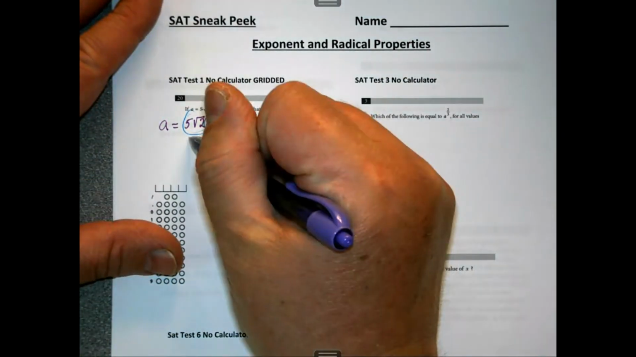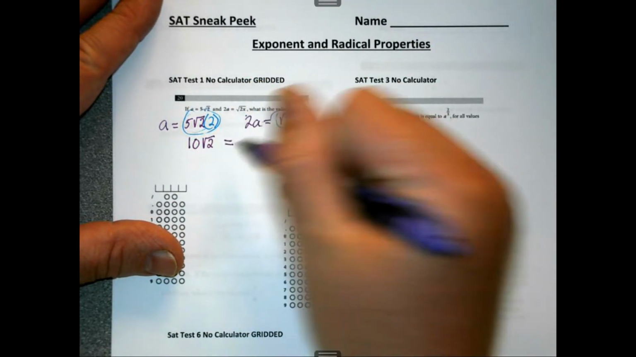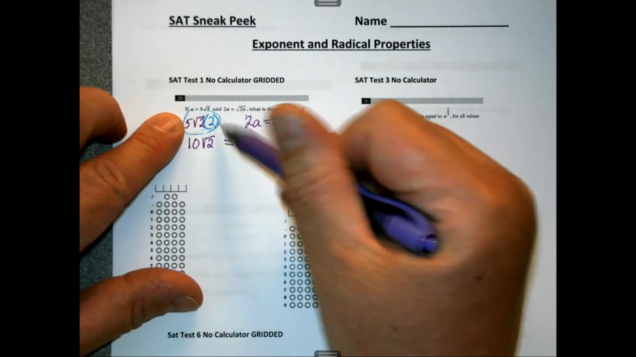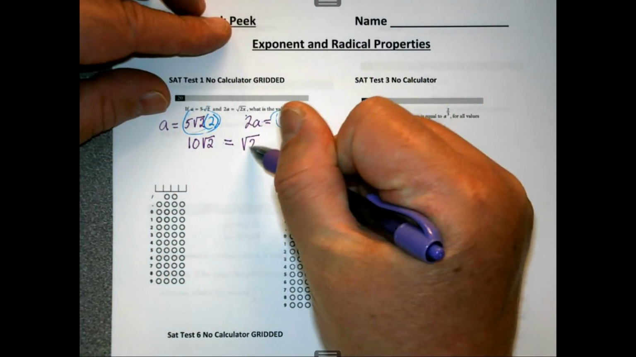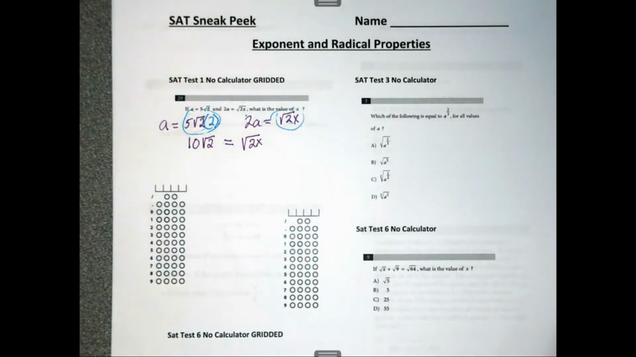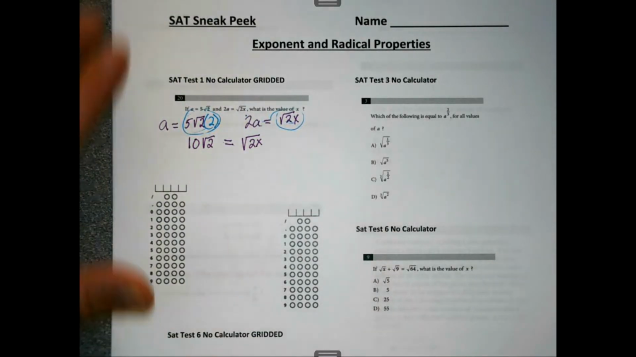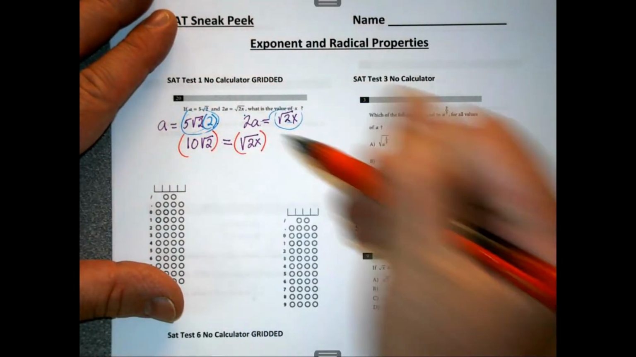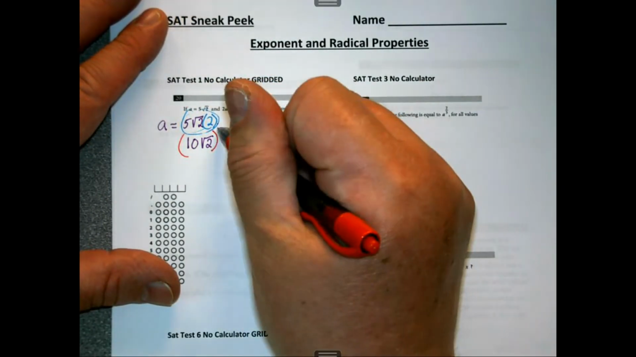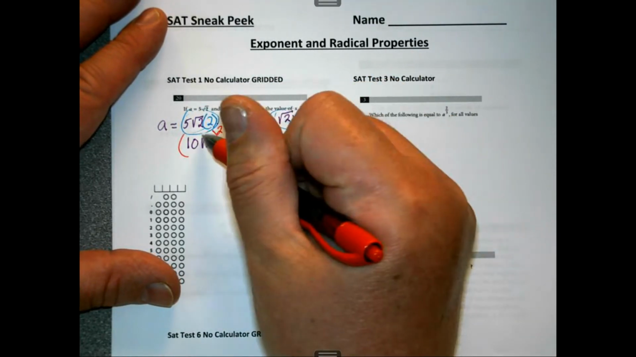So I have 10 radical 2 is going to equal, because I multiplied this by 2, it now equals the square root of 2x. Now this, you guys should know how to do, right? How do I get rid of radical 2, the square root? I'm going to multiply or raise it to the power of 2. Because the power of 2 cancels out that square root.